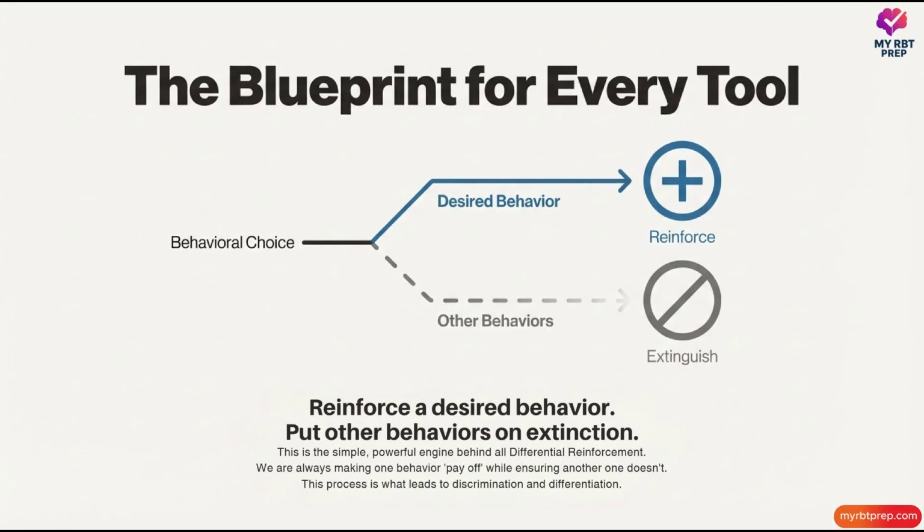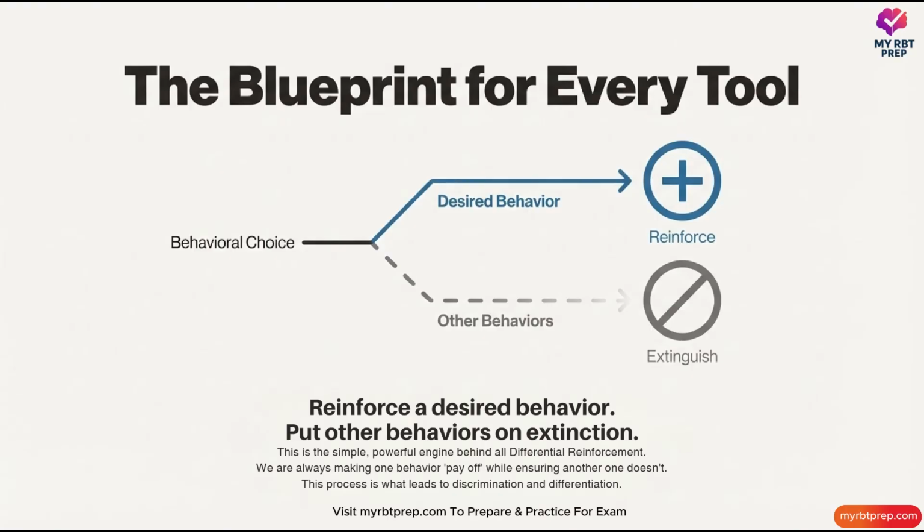Focus your attention on the starting point on the left. Every moment presents a behavioral choice, a literal fork in the road for the learner. Follow the solid blue arrow upward first. This is your primary objective. When the client engages in the desired behavior, we meet it with that big blue plus sign. We reinforce it. We make sure that specific action is profitable for them. We are teaching them that this path works.